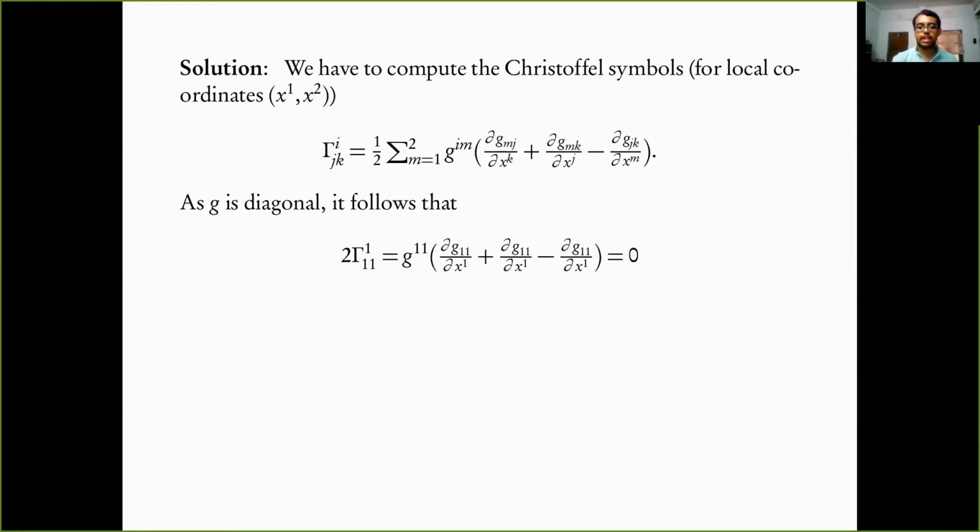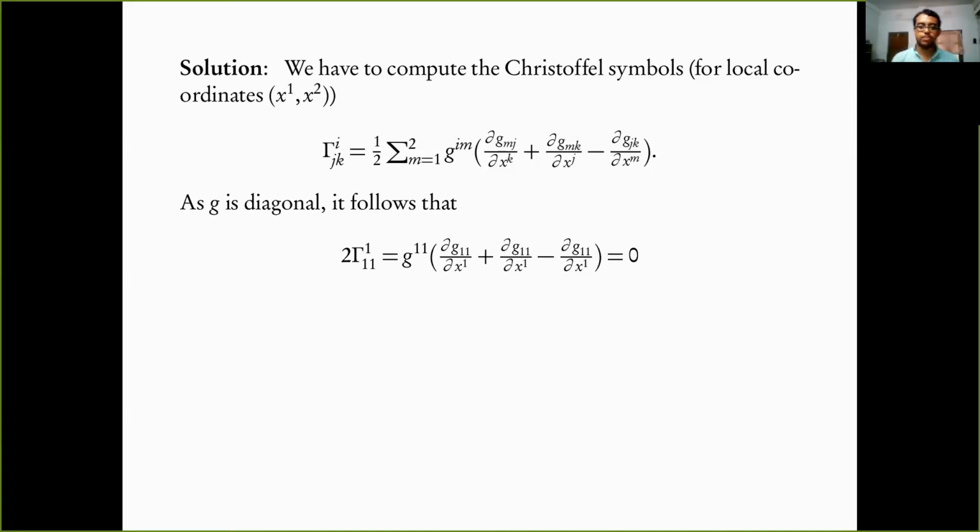So a lot of things will cancel. And why is this 0? Well, remember you have 3 terms. So 2 of them will cancel because they are the same. One of them will survive, but why is this 0? Because remember g11 was f squared. f is a function of v, and x1 in our case is u. So d by du of f(v) squared is evidently 0 because v and u are independent variables. So that's why this is 0.